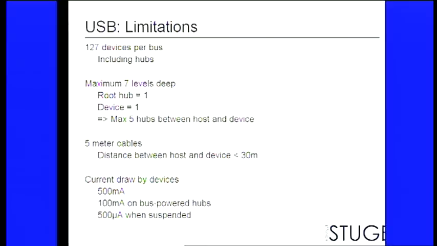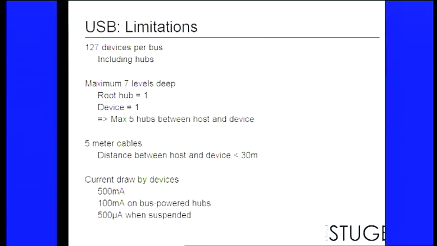You can go maximum 7 levels deep. So the host is one level, your end device is one level, and the hubs in between also take one level each. And you can have a maximum of 5 hubs, or active extension cables, which are also hubs.